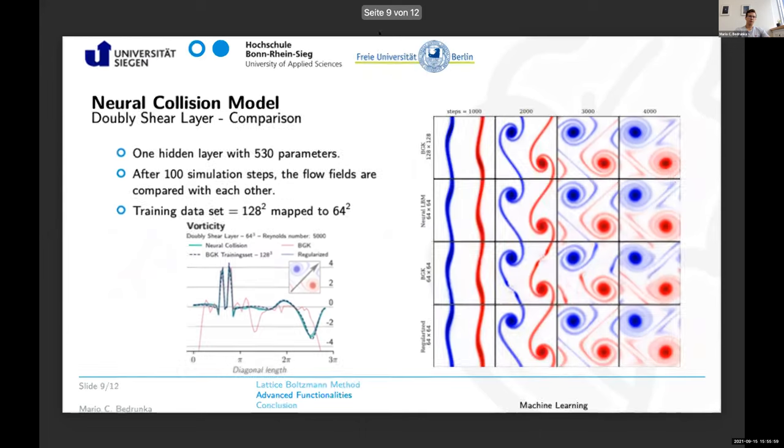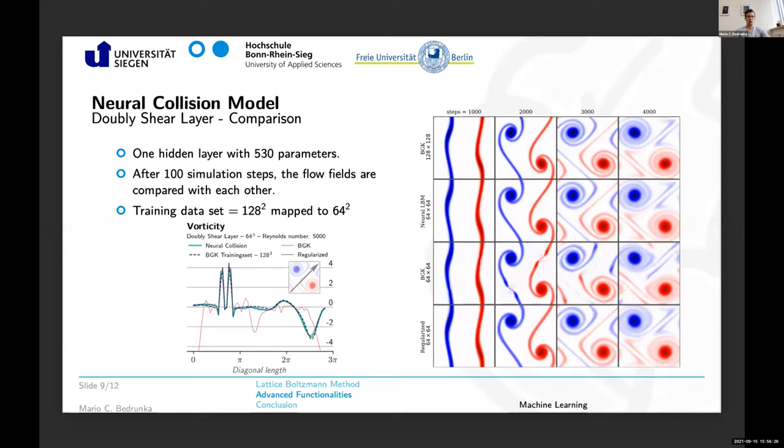So for this purpose, a relatively shallow network with one hidden layer and 530 parameters is introduced to keep the computational cost feasible. And the simulation steps after the loss function is applied are 100 steps, and we use a grid resolution of 128 times 128 for the higher resolved simulation to train the neural collision model on a grid size of 64 times 64. And here are the results after training was done.